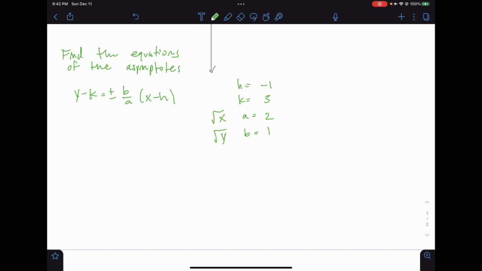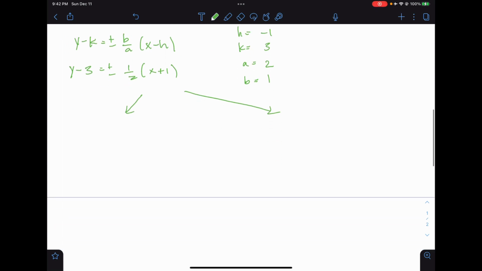So y minus k is y minus 3 is equal to plus or minus 1 over 2 times x minus -1, which is x plus 1. And then we'll just split this off into two different equations. Y minus 3 is equal to positive 1/2 times x plus 1. And then y minus 3 is equal to -1/2 times x plus 1. Wait. Yeah, that's that. I just skipped a step here.